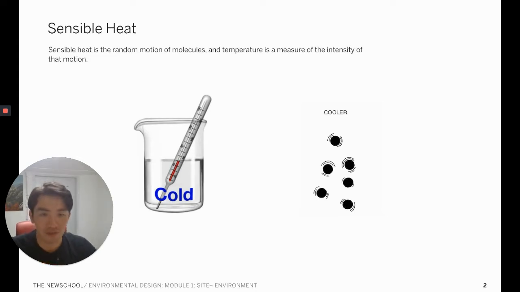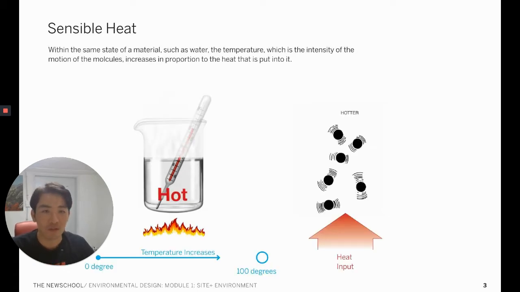Sensible heat is generated by the random motion of molecules, and the temperature that we know is a measure of the intensity of this motion. As you can see in this case of cold water, the water molecules are moving slowly because of the low amount of heat it contains now. But as we apply heat energy to this, the temperature of the water starts to increase. The rise of the temperature is equal to the increased motion of its water molecules.